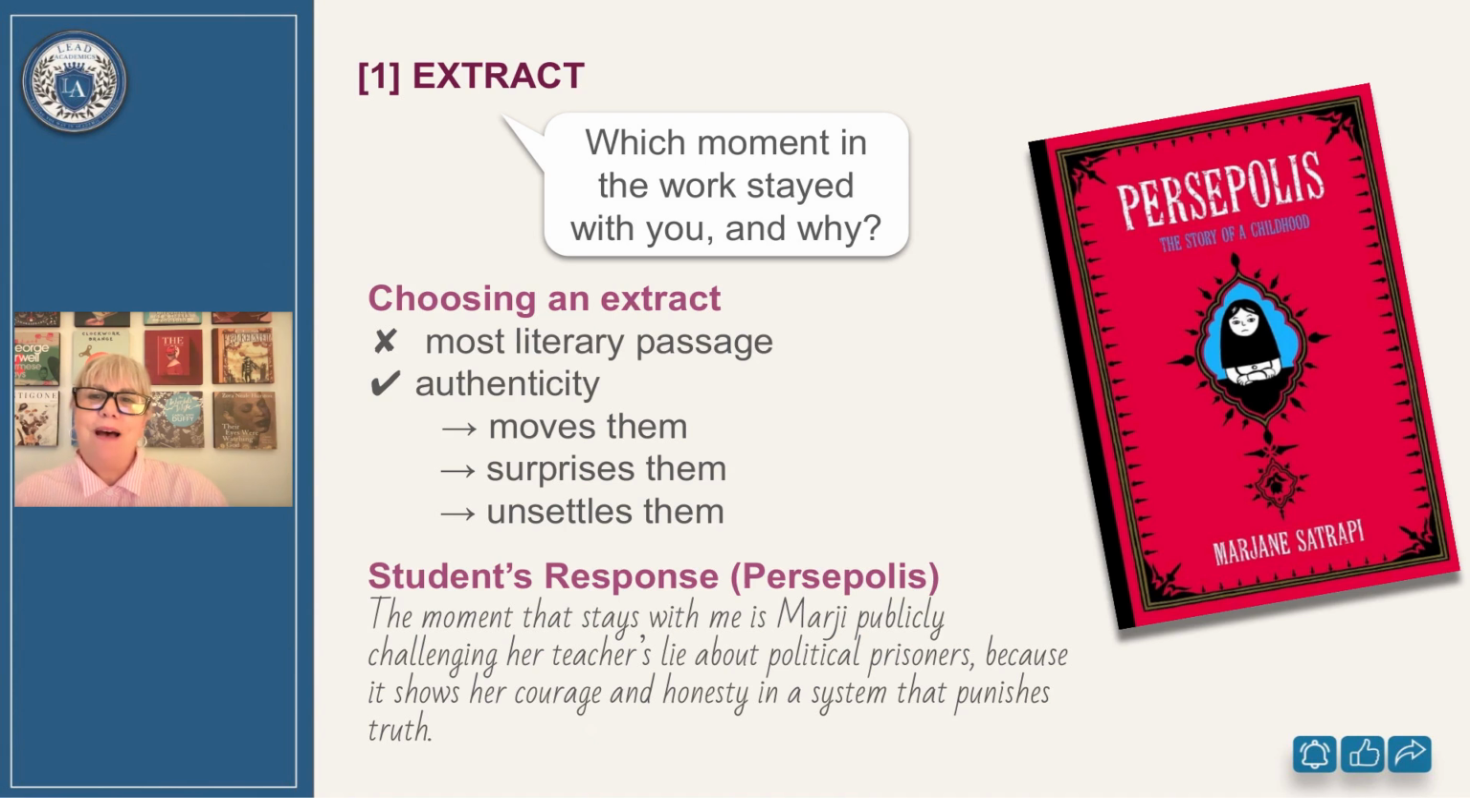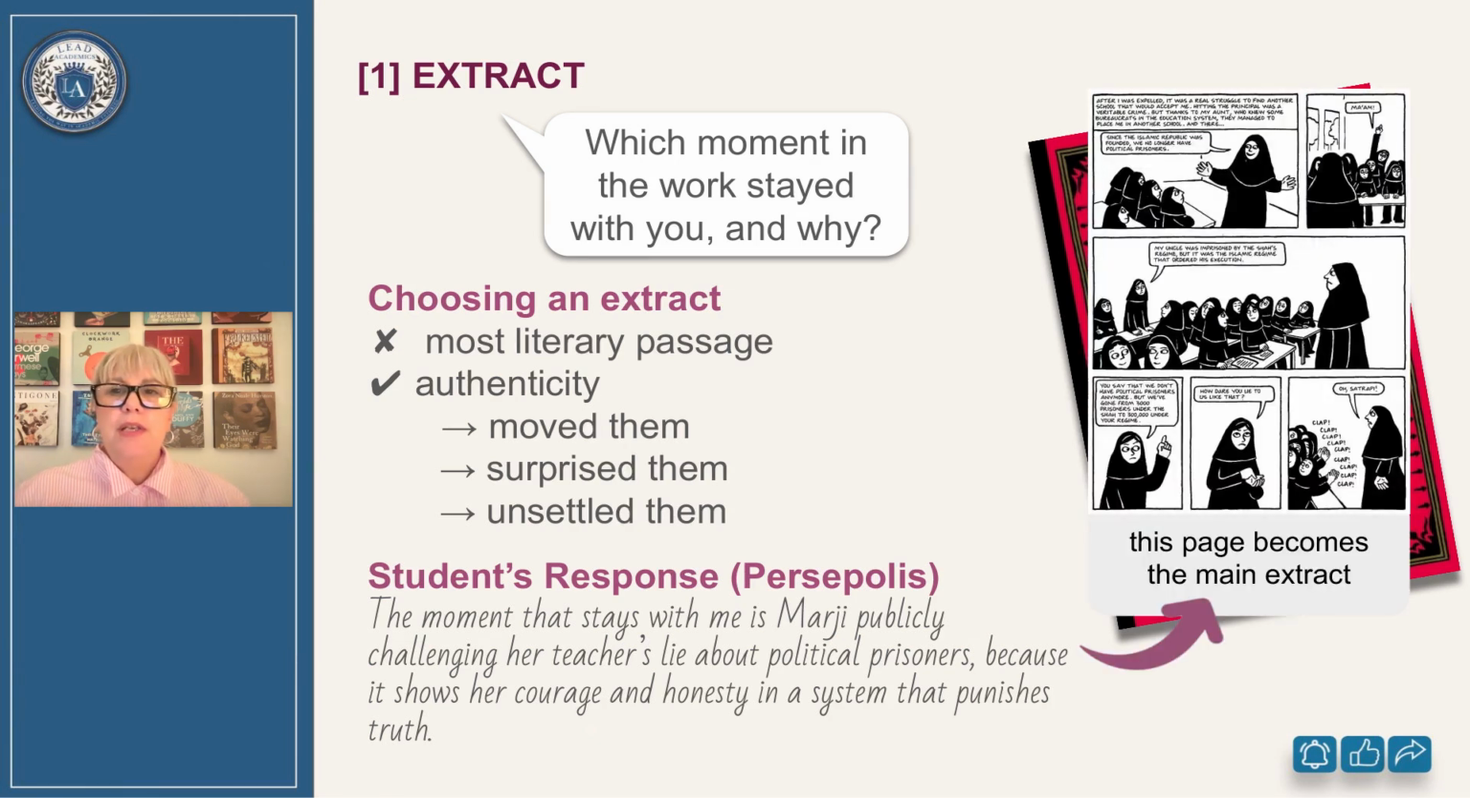One of my students responded to this question with the most salient moment in the novel Persepolis for them was the moment that Marji publicly challenges her teacher's lie about political prisoners, because it shows her courage and honesty in a system that punishes truth. This event became that student's chosen main extract. It stuck with that student, and she wanted to understand why it meant so much to her.